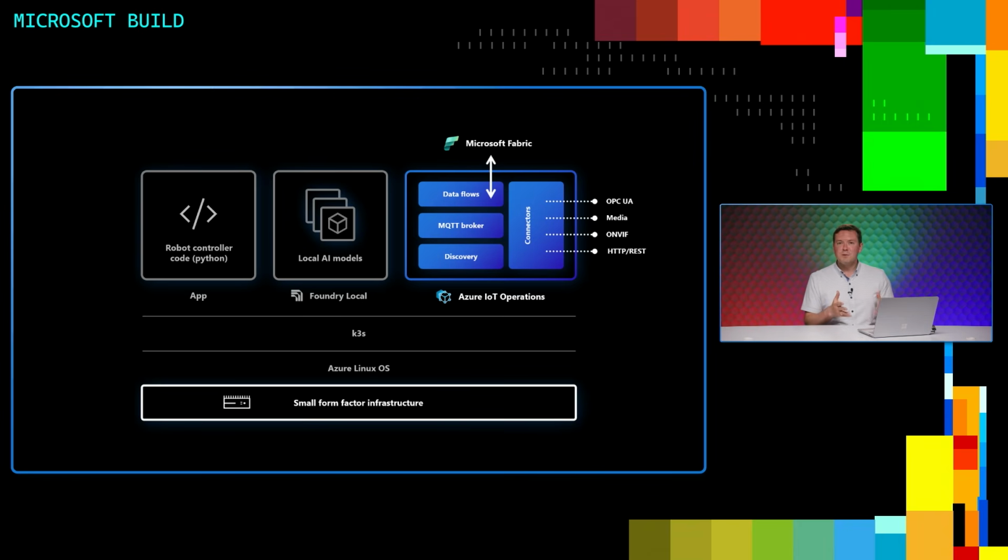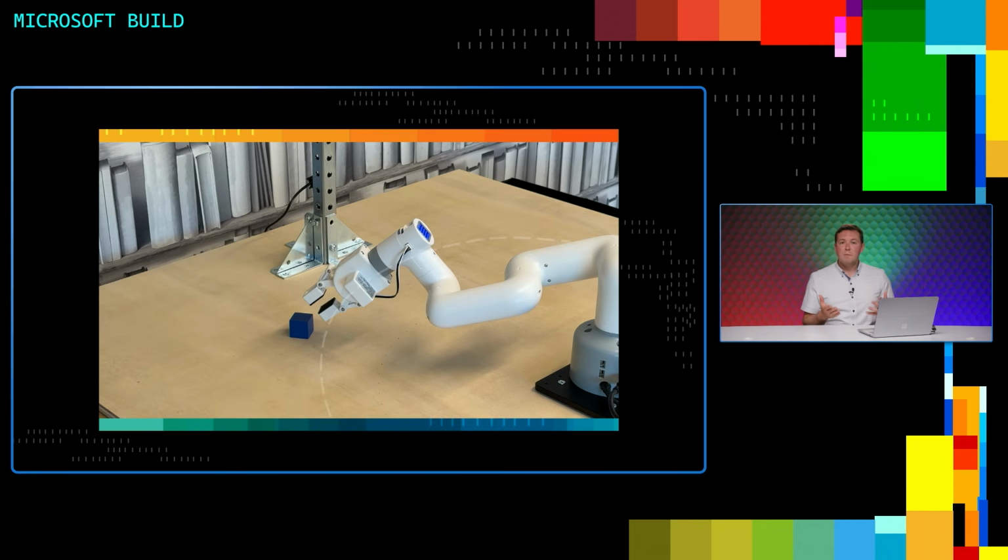IoT Operations includes a number of built-in connectors that are really handy for things like OPC UA, HTTP, ONVIF, and it also includes an industrial-grade MQTT broker that you can configure so that as data flows into the broker, you can then configure how it gets transformed and sent up to the cloud, for example, for you to do analysis in Microsoft Fabric.